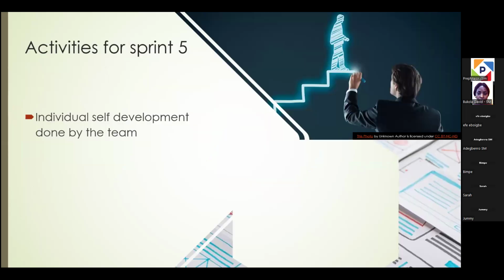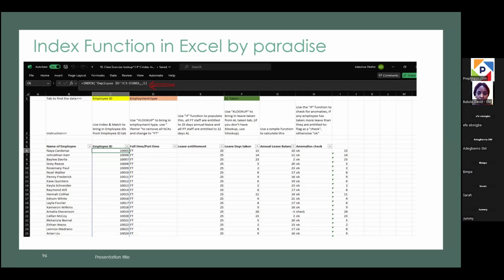This sprint, we really do not have much because no class was held this sprint, as we were busy with our personal presentations. So we just did individual self-development that was done by the team. That's what you'll be seeing in this presentation. This is one of the tasks done by Paradise, the index function in Excel.